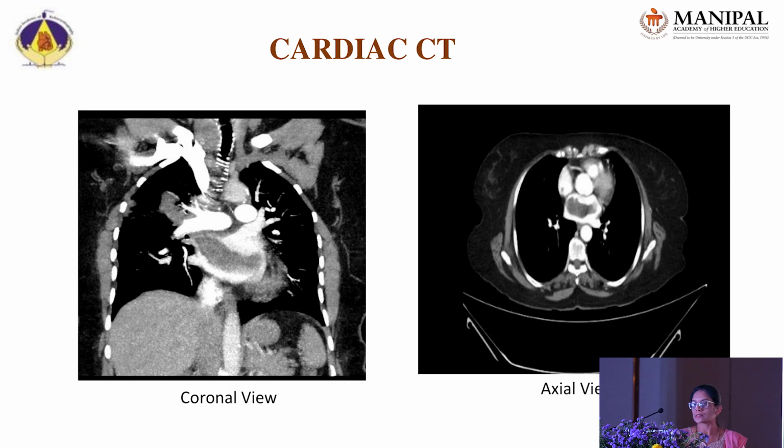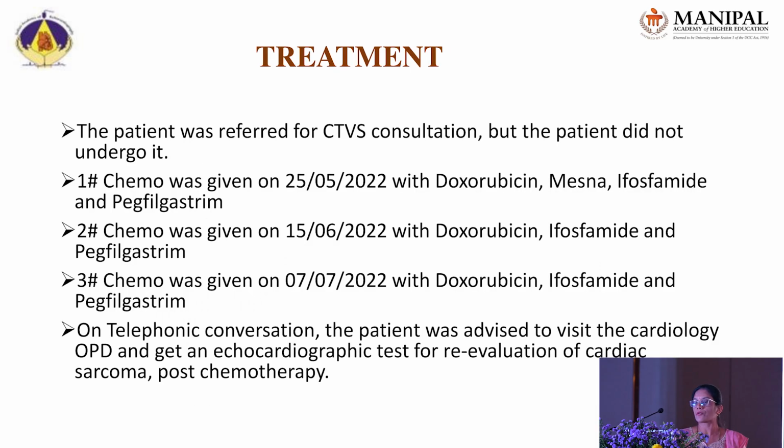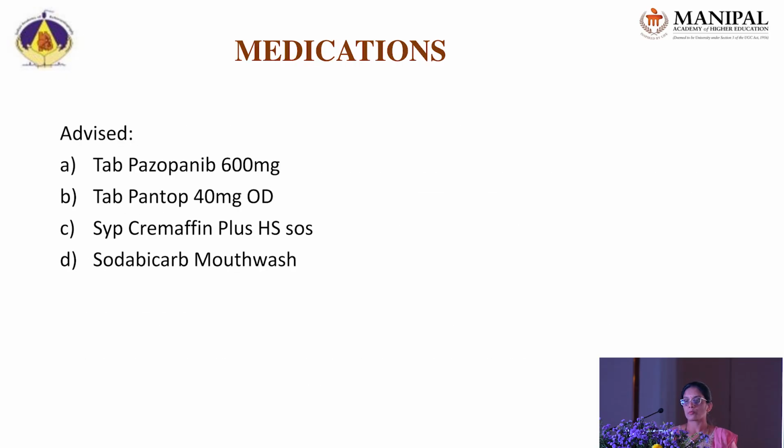This is the cardiac CT. It revealed a mass in the left atrium through the mitral valve to the left ventricle. The patient was referred for CT-based consultation, but the patient did not undergo it. Chemo was given. On telephonic conversation, the patient was advised to visit the cardiology OPD and get an echocardiographic test for evaluation of cardiac sarcoma post chemotherapy. These are the medications advised during discharge.